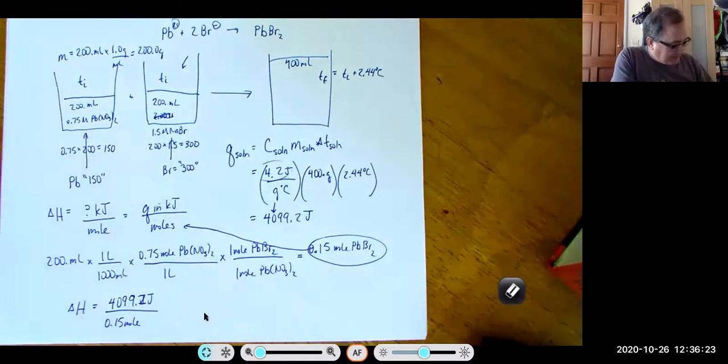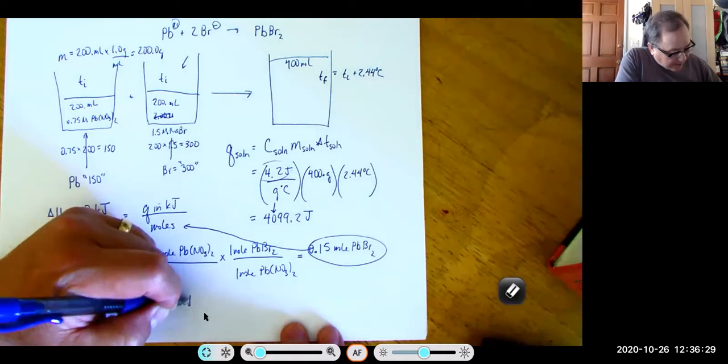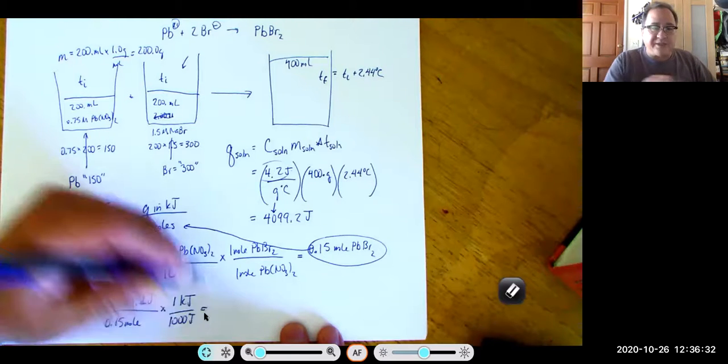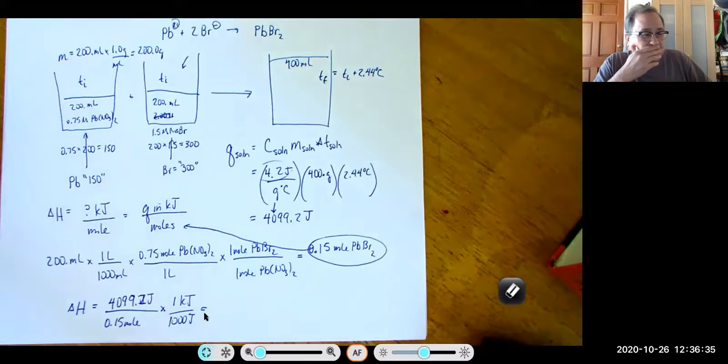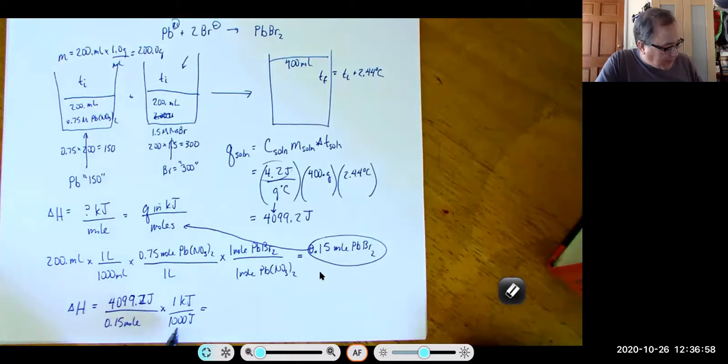Okay. At any rate, here I'm going to multiply by 1 kilojoule per 1,000 joules because I believe the question was in kilojoules per mole, wasn't it? Yep, enthalpy change in kilojoules per mole. Okay, so 4,099 divided by 1,000 is about 4. 4 divided by 0.15 is 12.